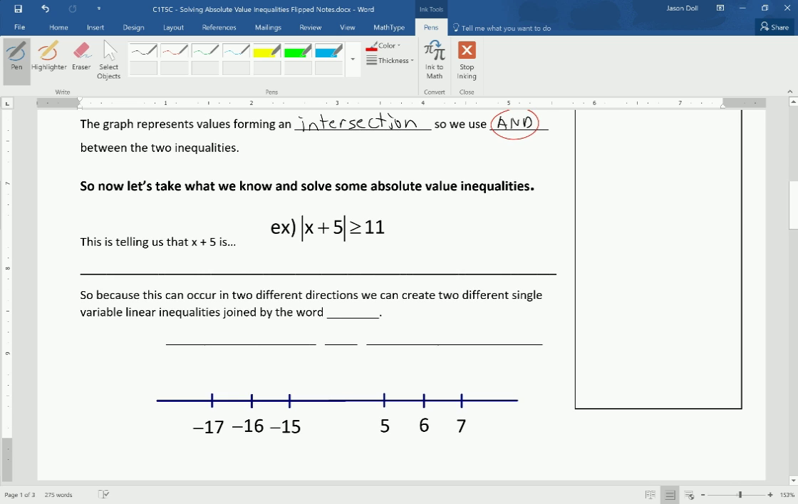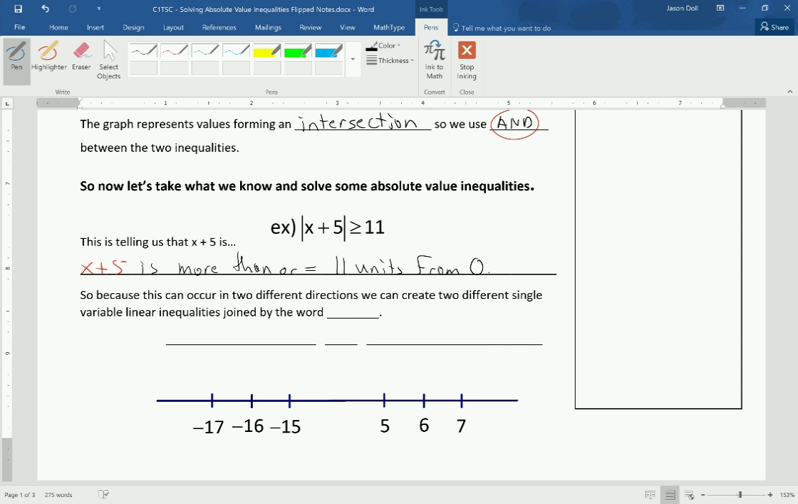So let's apply this now to a problem that's just a little bit more complex. So we have the absolute value of x plus 5 is greater than or equal to 11. So this is saying x plus 5 is more than or equal to 11 units from 0, right? So again, what word are we going to use to join our two inequalities?